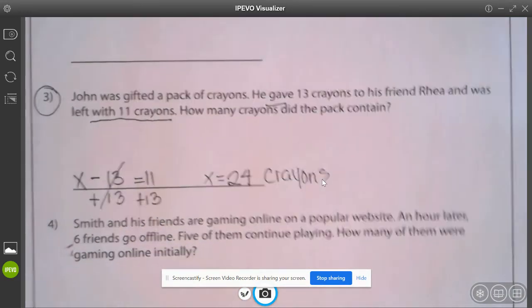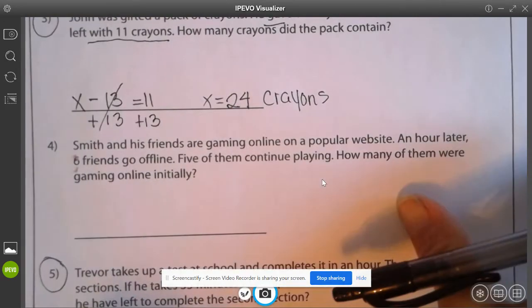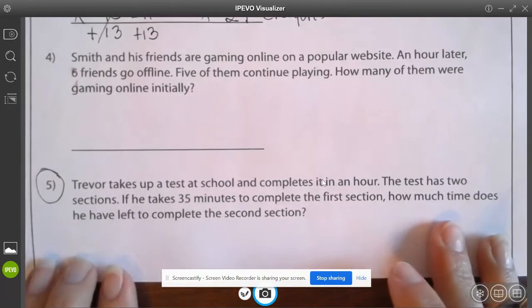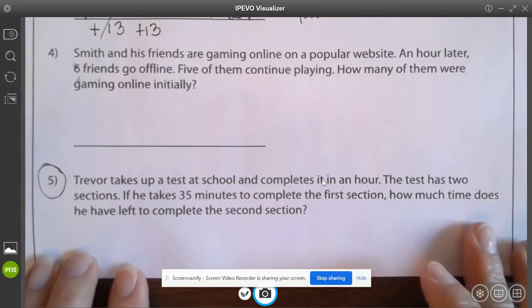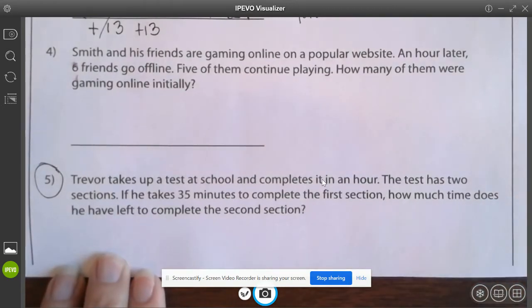All right. Okay, so I hope this helps. Let's do number 5. On number 5, it says Trevor takes a test at school and completes it in 1 hour. So remember, there are 60 minutes in 1 hour. I might be asked that. Okay. So the test has 2 sections. If it takes 35 minutes to complete the first section, how much time does he have left to complete the second section?